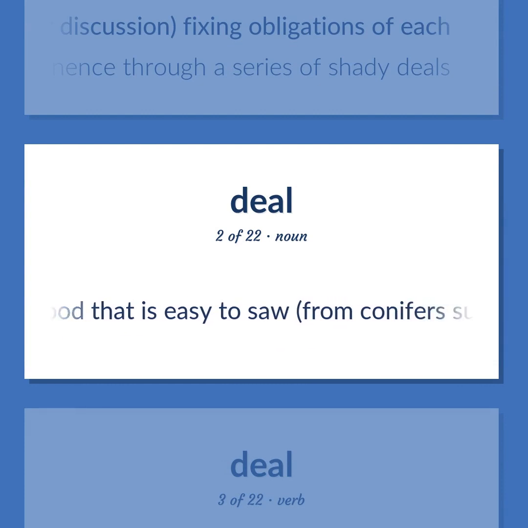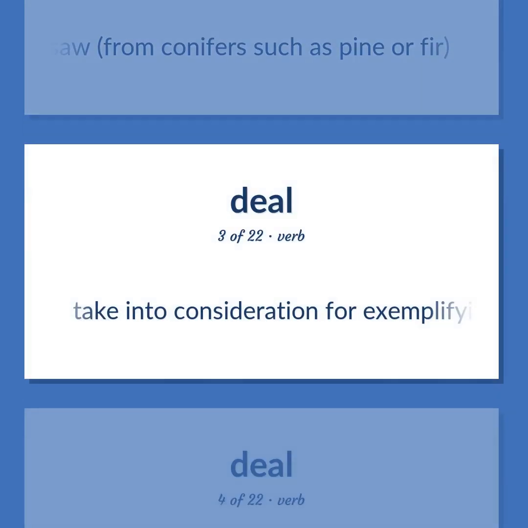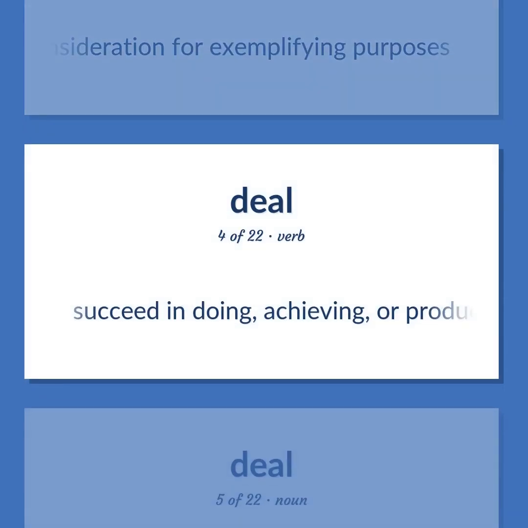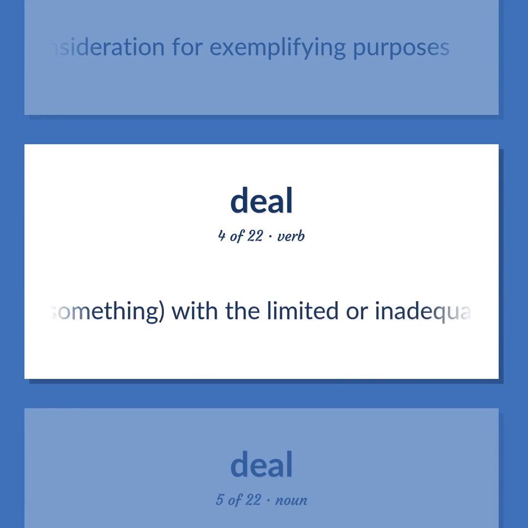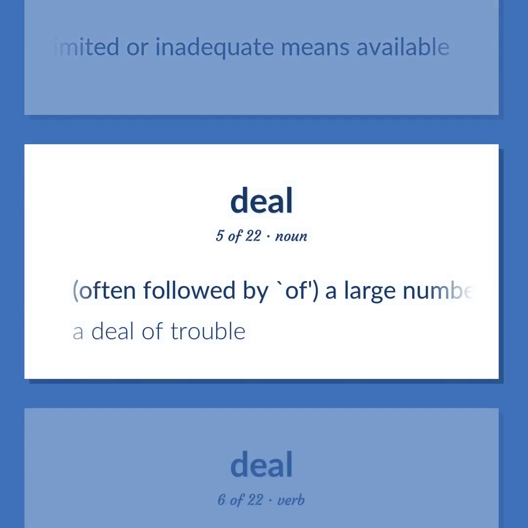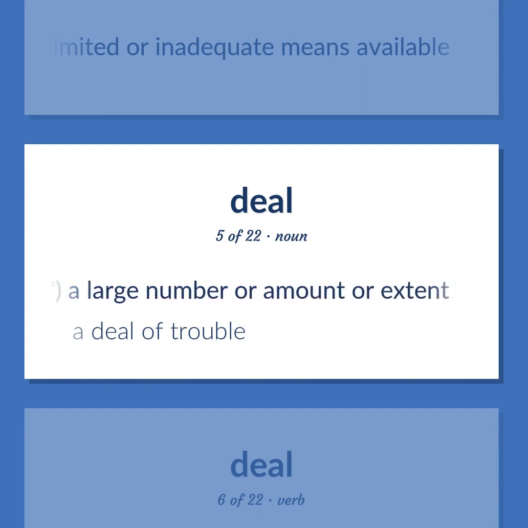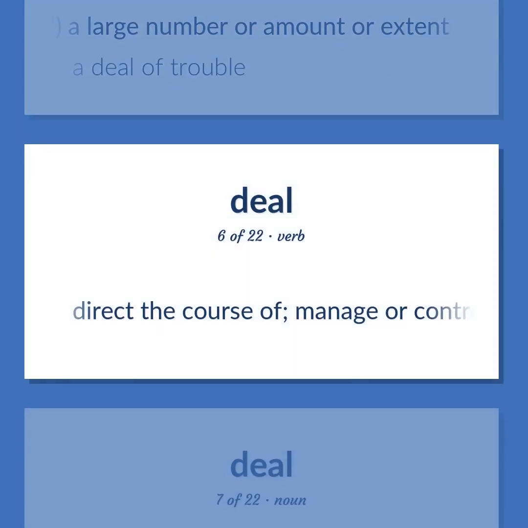Wood that is easy to saw, from conifers such as pine or fir. Take into consideration for exemplifying purposes. Succeed in doing, achieving, or producing something, with the limited or inadequate means available. Often followed by of, a large number or amount or extent. A deal of trouble. Direct the course of, manage or control.